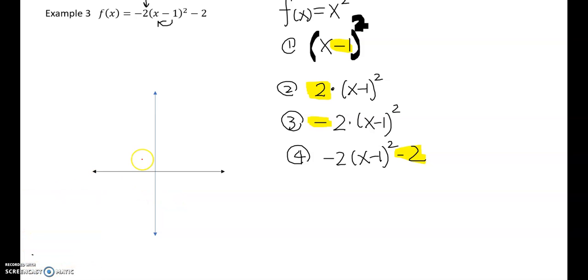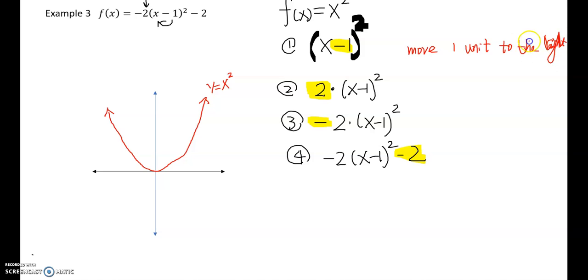We know it's a parabola. So we have a parabola. Again, you can pick a few points. This is y equals x squared. So the first operation, subtracting 1, will shift the graph 1 unit to the right. So I'm going to move this graph to the right 1 unit from 0 to 1.